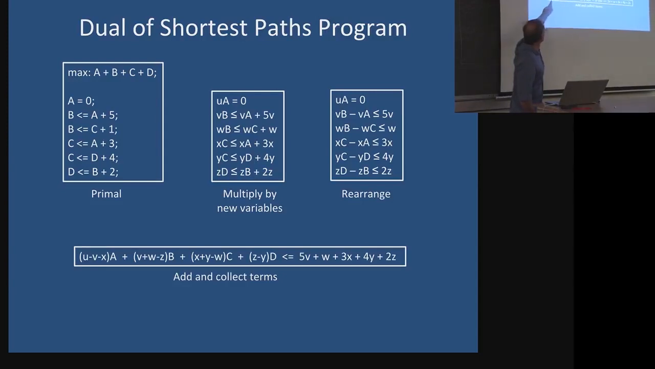What do we want these variables to add up to? What do we want the sum of this to be? We want to match the objective up there, just trying to put an upper bound on the objective. So u minus v minus x must equal 1. v plus w minus z must equal 1. We want this to turn into a plus b plus c plus d.